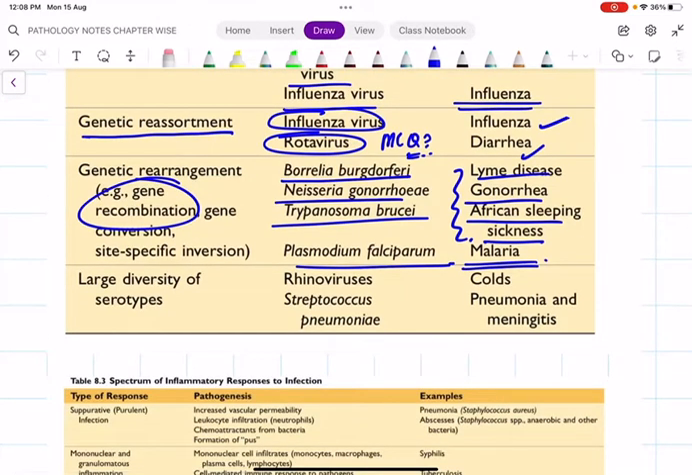Then large diversity of serotypes, that is rhinovirus. We have a lot of serotypes for rhinoviruses. That is why we get the common cold every time. Suppose I get a common cold now and am exposed to rhinovirus again, my body will have immunity only to that particular serotype. But each time I will be exposed to new serotypes of rhinovirus, so each time I will get a common cold again and again. That is because of the large diversity of serotypes. And Streptococcus pneumoniae causes pneumonia and meningitis.